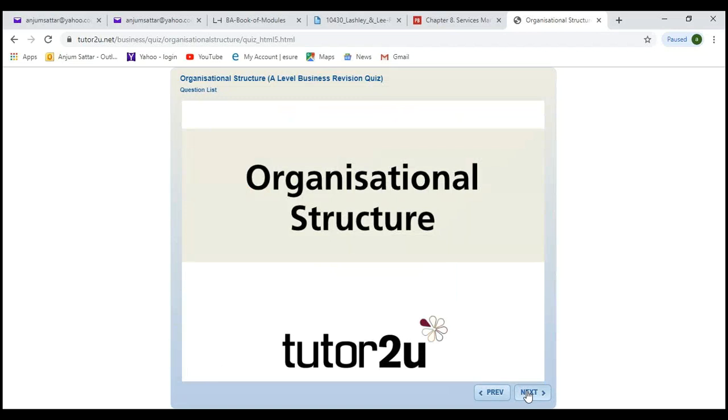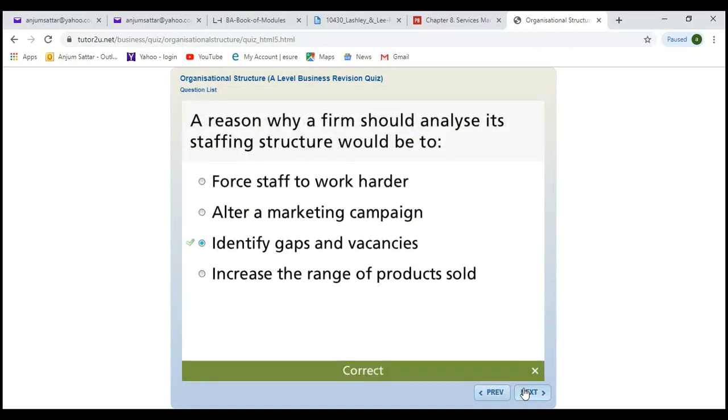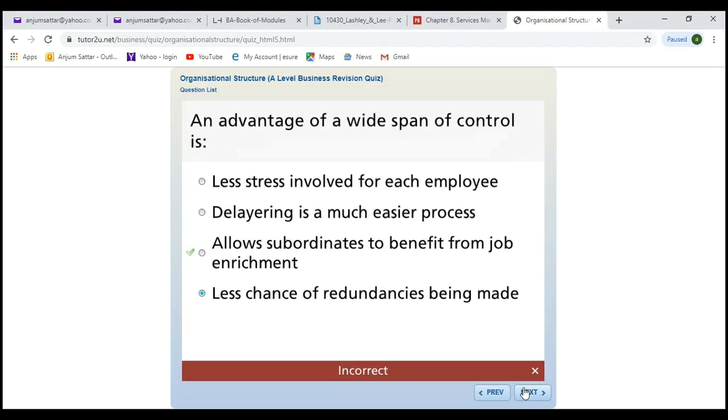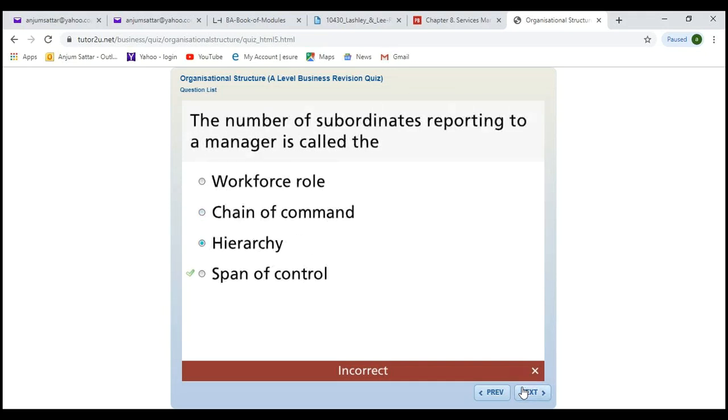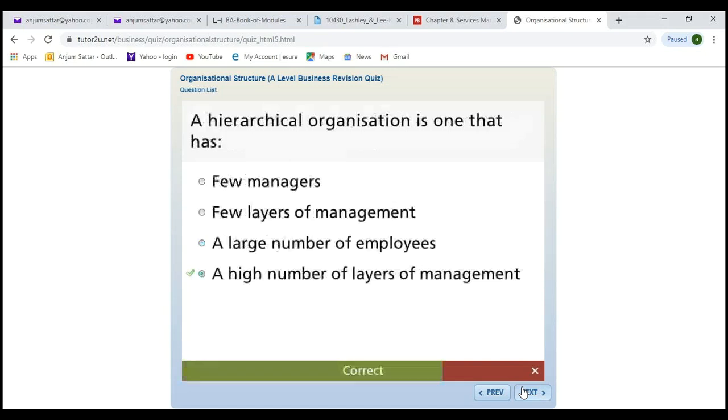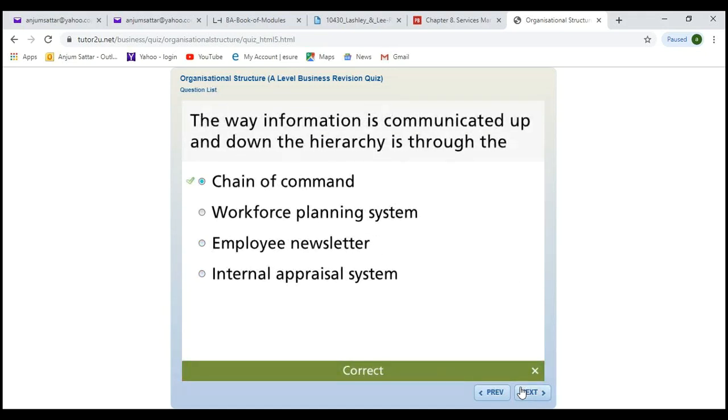So we'll recap now. First, right. Second, the advantage of a wide span of control is that it allows subordinates to benefit from job enrichment. The process of flattening the organization hierarchy is known as delayering. The number of subordinates reporting to a manager is called span of control. That was correct.